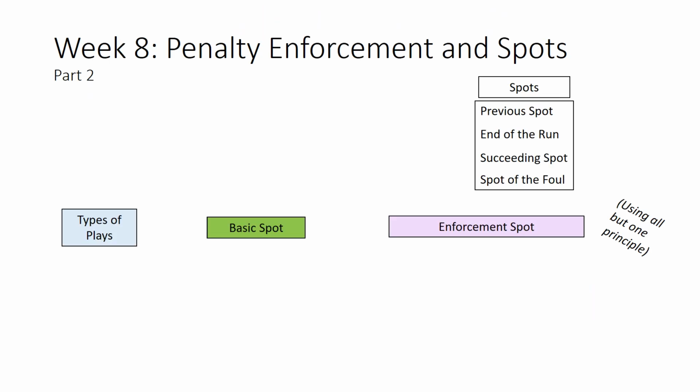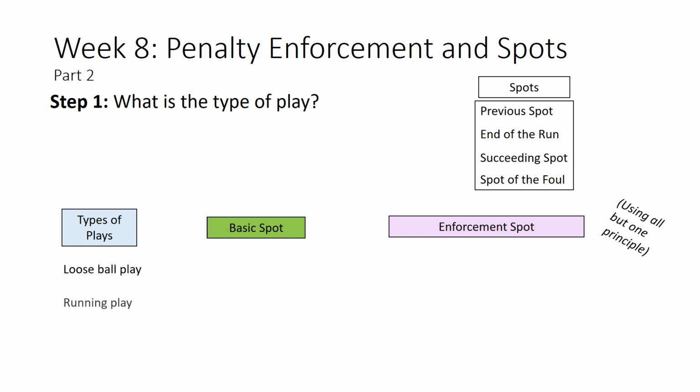So we broke it all down, let's put it all back together. Last week we talked about the different spots we have on the field, the whole process of enforcement, and how to determine the basic spot for each type of play. This week we looked more at how to determine the type of play that a foul occurs during. Step 1 in penalty enforcement is determining the type of play. Did it occur during a loose ball play, or did it occur during a running play?